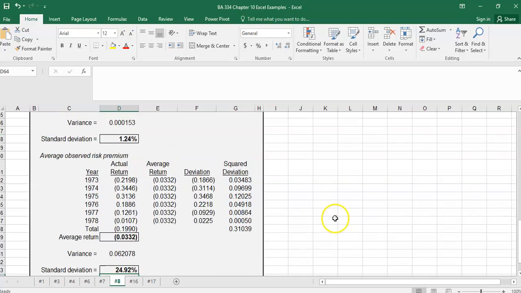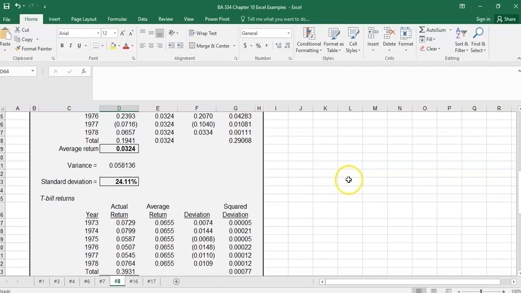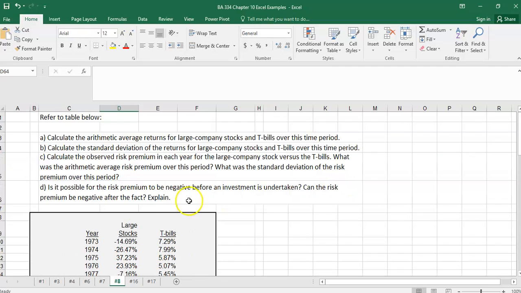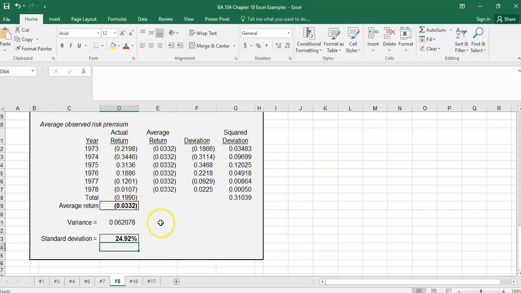So what does this all mean? We have average returns for large company stocks and T-bills. We've done the standard deviation for the returns and the observed risk premium in each year for stock versus the T-bills and the average risk premium over this period. So what part D asks is, is it possible for the risk premium to be negative before an investment is undertaken, and can the risk premium be negative after the fact? So we're looking at these risk premiums here.